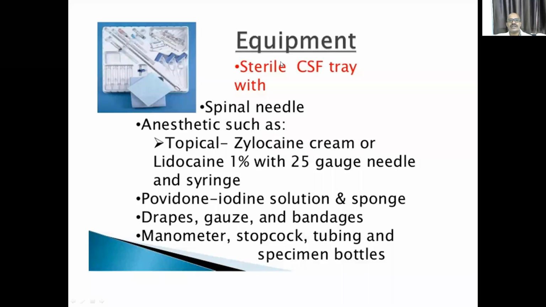So the equipment which is needed: a sterile CSF tray and the spinal needle. Here you can see the spinal needle, a very thin, fine needle. This is the cerebrospinal needle, the CSF needle. This is a cover. The spinal needle is very thin and delicate, without any guard. You should be able to identify this during your exams.